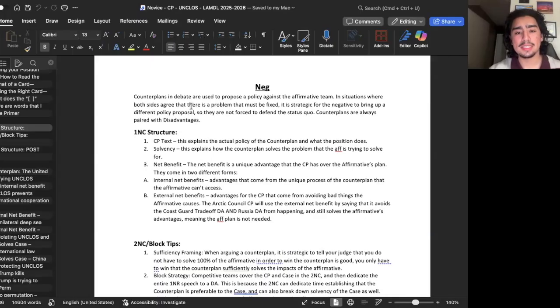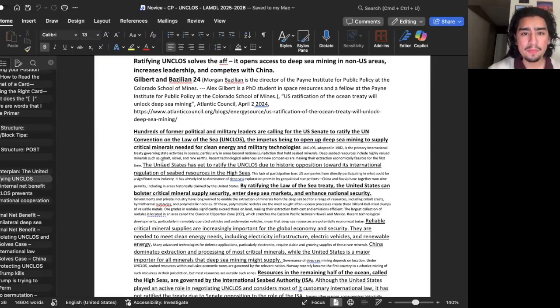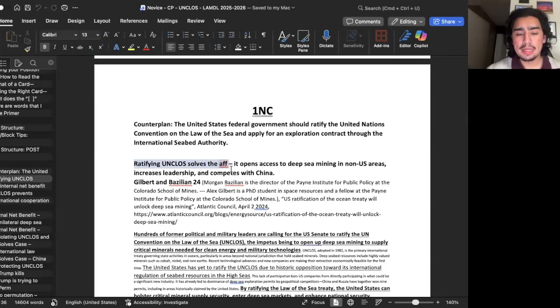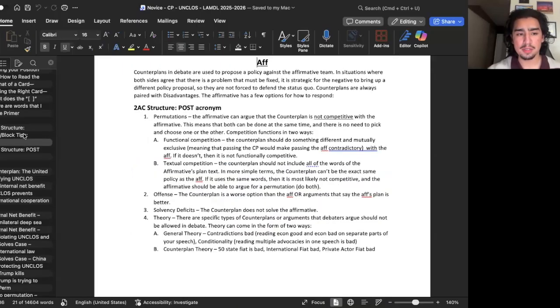Second is solvency. This explains how the counterplan solves the problem that the affirmative is trying to solve for. So if we look over here, immediately the counterplan text is followed by counterplan solvency. So it says right here, ratifying UNCLOS solves the affirmative. It opens access to deep sea mining in non-US areas, increases leadership, and competes with China. So we have reasons why the counterplan solves the impact of the affirmative. Sounds good.